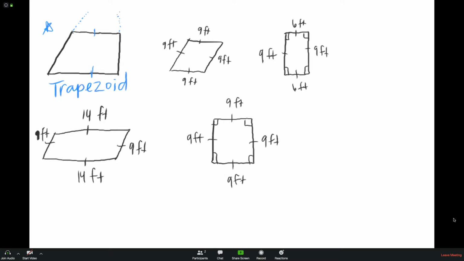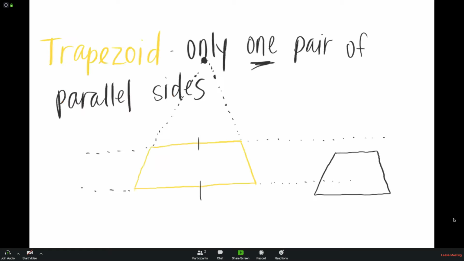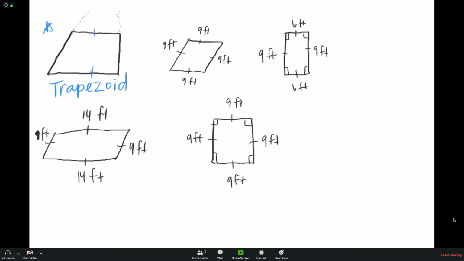Okay, so if you look back in your notes at what a trapezoid is, it means that only one pair of sides are parallel. And that's exactly what we have here. Okay, now let's look at this next one.